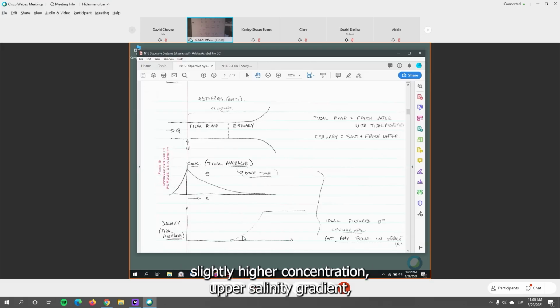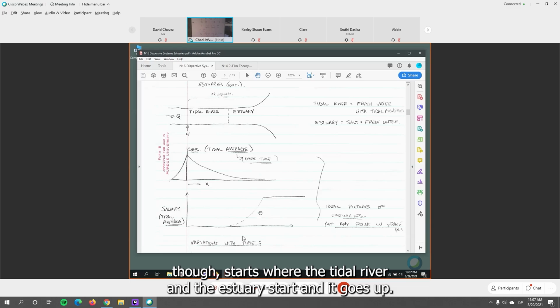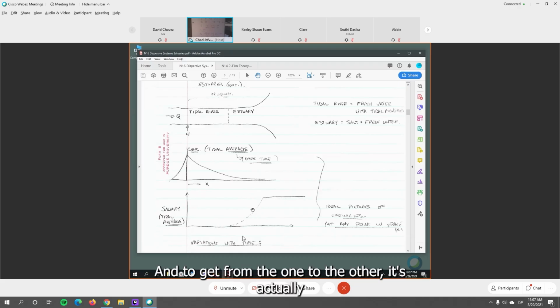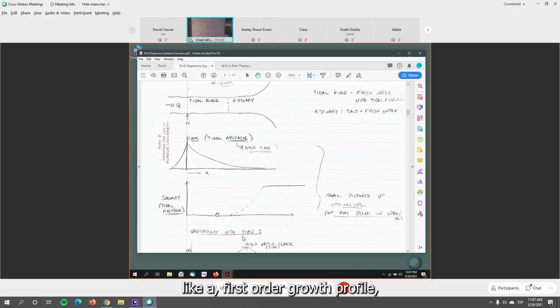Because if it wasn't a first order decay process, you'd actually have a higher concentration down here and a slightly higher concentration up here. Salinity gradient, though, starts where the tidal river and the estuary start, and it goes up, and then once you hit the ocean, it's a constant value. So this is almost like a first order growth curve here. So you have a salinity profile within the estuary with very low salinity in the river, high salinity in the ocean. And to get from the one to the other, it's actually like a first order growth profile.